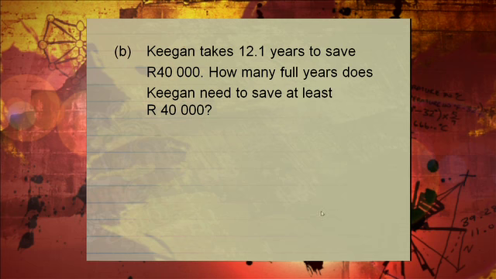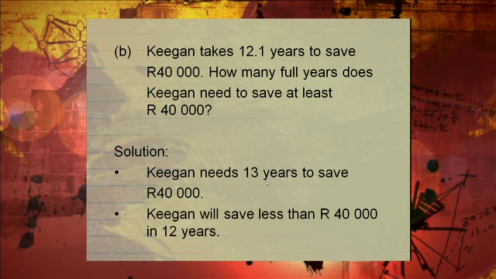You save for 5 years, for 10 years, for 20 years. Those are the most common ones. There might be ones with 6 months, but the most common ones, we go like years. So this is why we fail to understand fully like 12.1 there. So what must we do now? If you look at this, Keegan needs 13 years to save 40,000 and will save less than 40,000 in 12 years. Okay, we have 12.1 and Keegan says, okay, I'll save my money for 12 years.